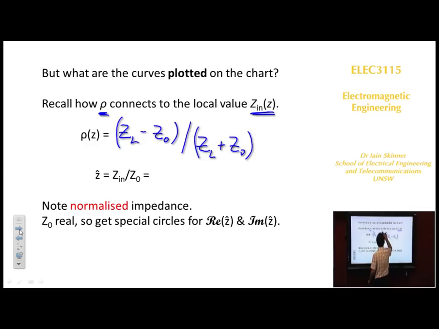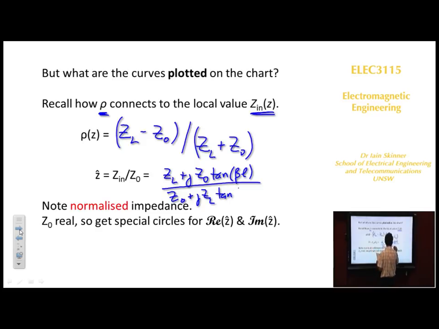I'll get rid of those arrows so that we've got space back on our screen here. We can normalise the input impedance. The input impedance was a rather more complicated expression: ZL plus j Z naught tan beta L, divided by Z naught plus j ZL tan beta L.